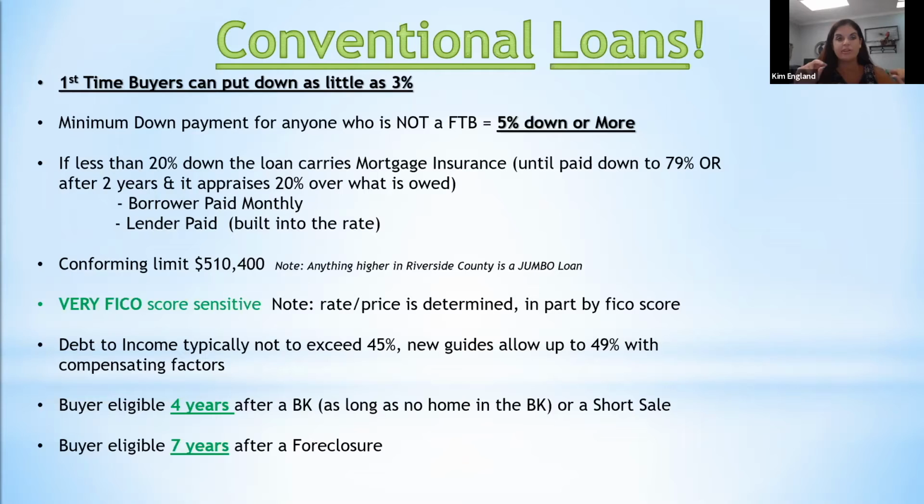But when you're comparing conventional versus FHA, the conventional buyer is going to need a much higher FICO score. Otherwise, it's going to make more sense to go FHA. The conventional loan is highly FICO score sensitive. The rate, the mortgage insurance, everything is based on that FICO score. If you've got a buyer with a 750 FICO score versus a borrower with a 640, the 640 is going to fit better in an FHA loan. That 740 or 750 is going to make more sense to go conventional.